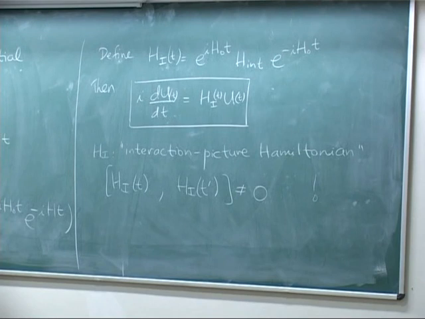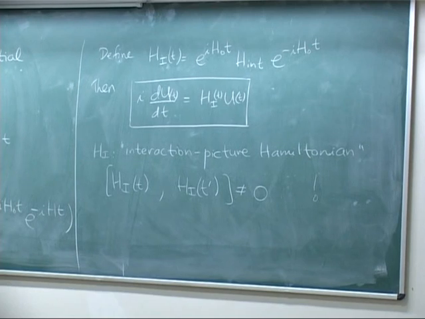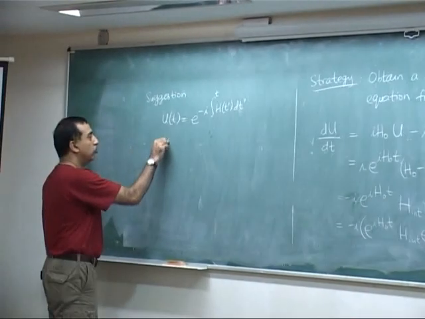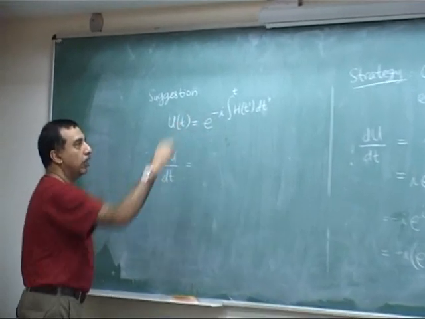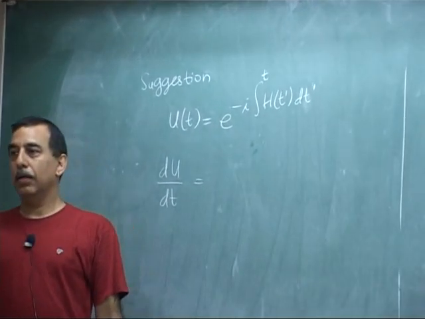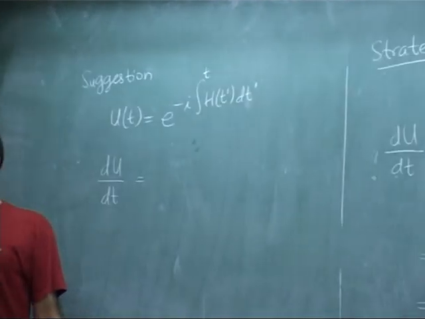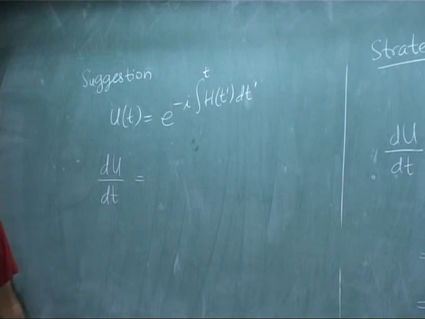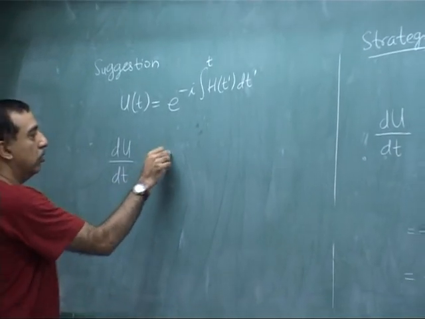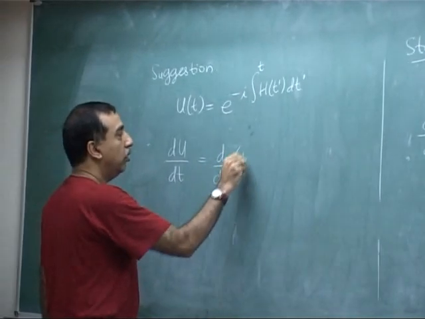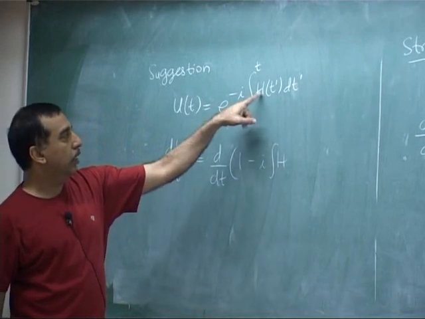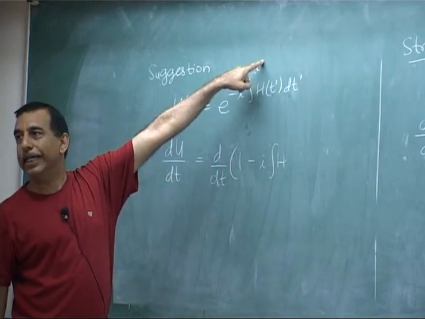When you have a simple differential equation, it's good to guess the answer. This is a guess. It's actually very close to the correct answer. Now let's use it and see if it solves that equation. So let me take dU by dt. Now what should I do here? Yeah, but that's the problem. So okay, good. So d by dt, 1 minus i integral. So I'll write integral H as shorthand for integral of H of t prime dt prime up to t.